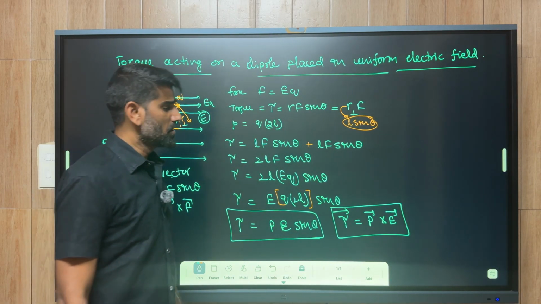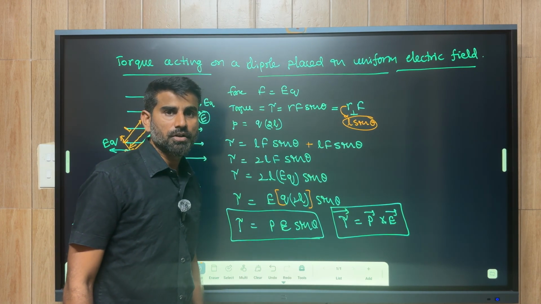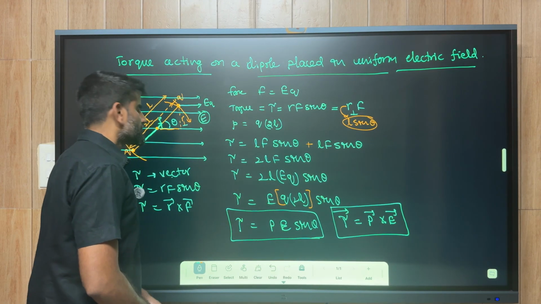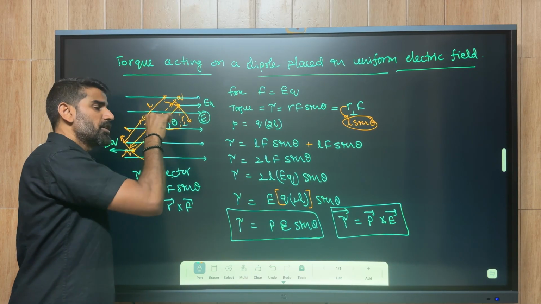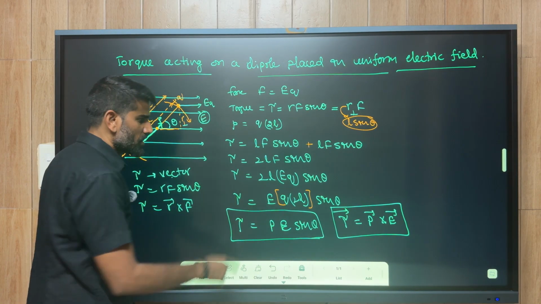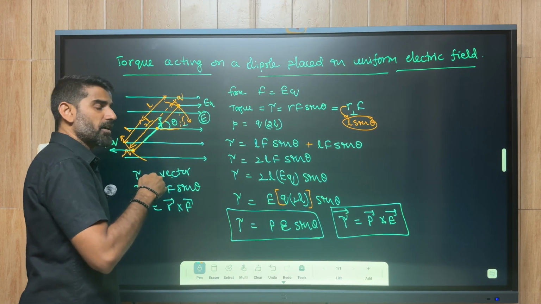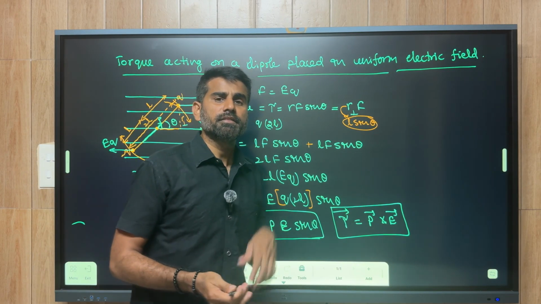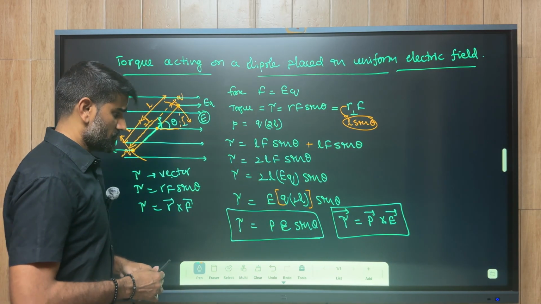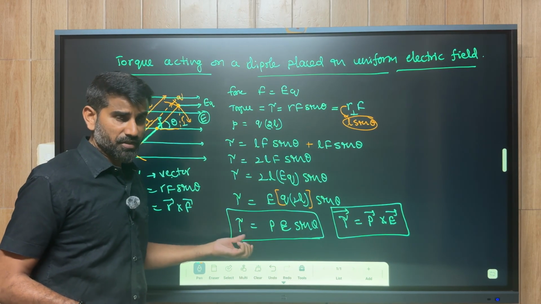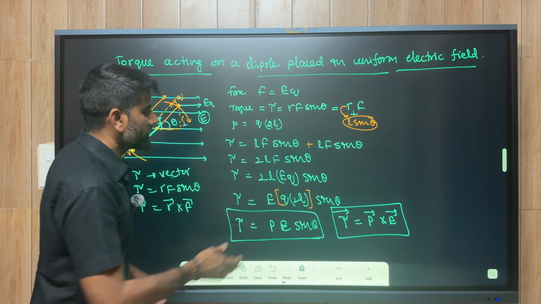And yes, you may get a doubt: why did we write P cross E? Why didn't we write E cross P? It's because torque is pointed in the inward direction; the torque due to this force and the torque due to this force are both pointing into the board direction. That means the resulting torque must point into the page. By looking at this diagram, we can simply say that the net torque is into the board, or into the plane of paper. But by looking at this equation, how can we say that the net torque is pointing into the plane of paper or into the board?